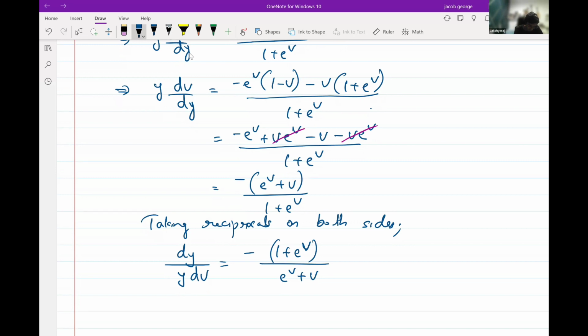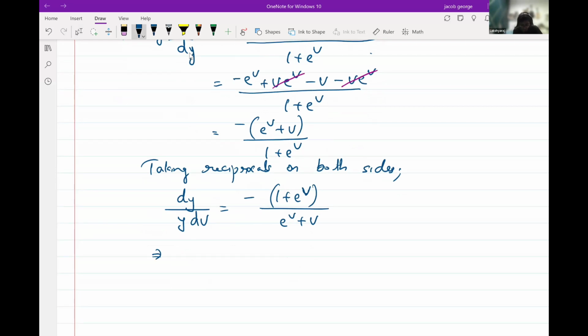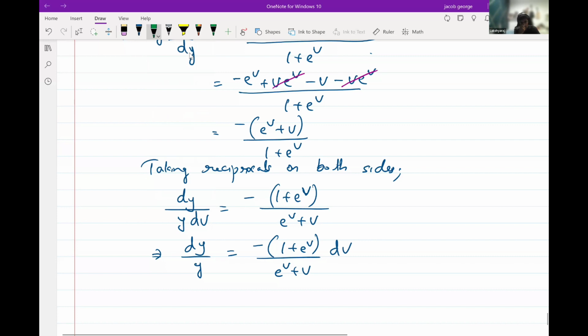Next, to convert it into variable separable form, we will take dv to the right side. So we get dy by y is equal to minus of 1 plus e raised to v upon e raised to v plus v dv. This is variable separable form. You can do integrals on both sides.